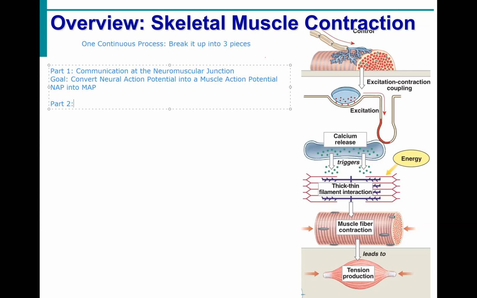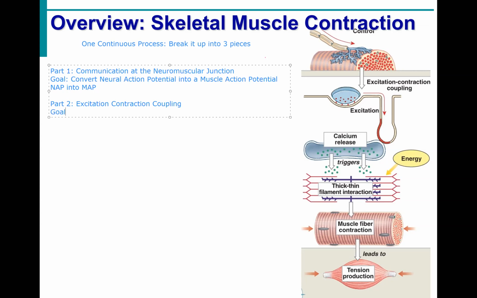Part 2 is what we call excitation, contraction, coupling. Coupling is, of course, to bring two things together. And in this case, we just had our excitation. We have our muscle action potential, but we want to be contracting. We want to generate our force. And so that is going to be step 2. It's called excitation, contraction, coupling.